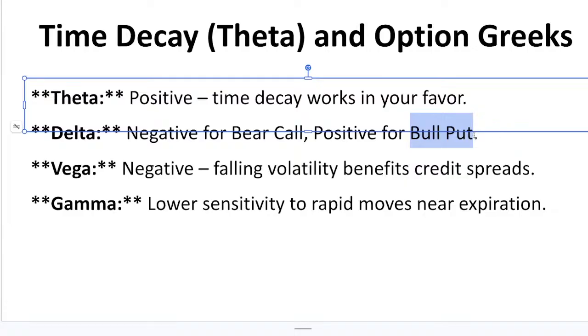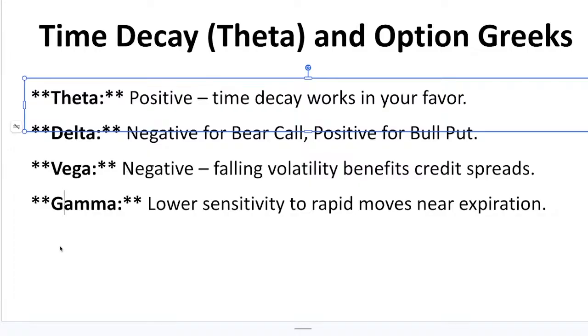Selling the sell put nearer to the strike, or nearer to the underlying price, then buying another put further away from the underlying price. So Vega, negative: falling volatility benefits a credit spread. You want to sell it when the volatility is high. Once it crashes, you straight away collect a lot of premium. That's what they're trying to say.